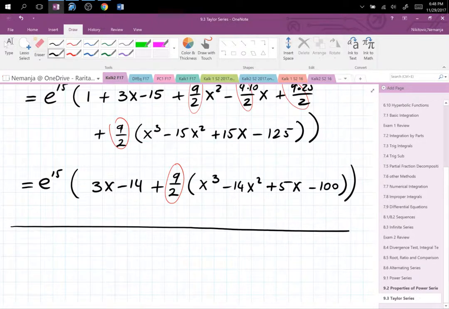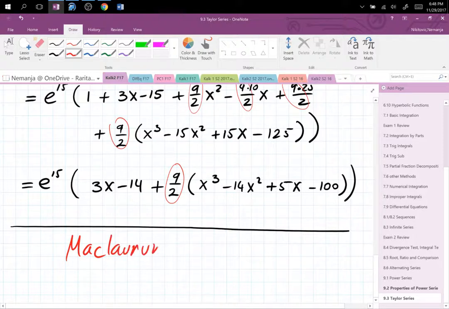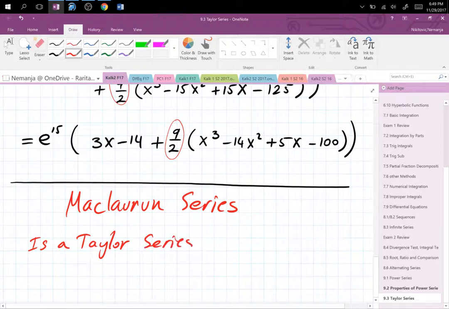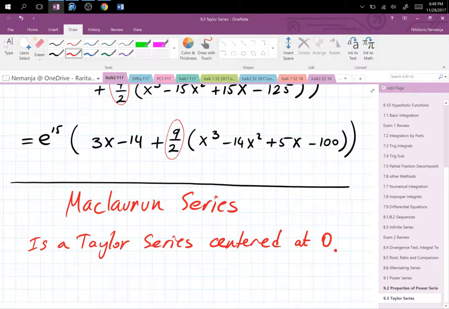Now we have a special name for the special case. Maclaurin series is a Taylor series centered at 0. That's all it is. So you're not learning a new formula, you're not learning a new concept. It's just a name. You can center your Taylor series at any point between negative infinity and positive infinity. If it's centered at 0, it has a special name.